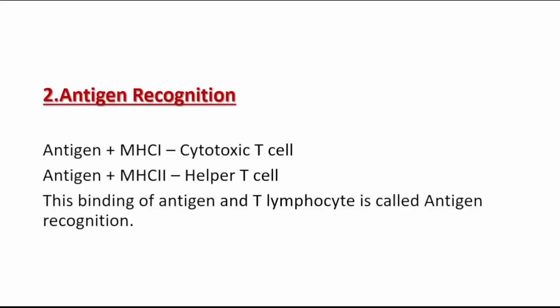So once they are presented to the helper T cells, they will bind to the antigen because they have a corresponding receptor on the surface which is specific to that antigen. So that receptor will bind to the antigen MHC complex. Once they bind to that antigen MHC complex, these helper T cells will become activated helper T cells. So for recognition, they should be attached to the MHC protein. If it is cytotoxic T cell, MHC protein should be MHC protein 1. If it is helper T cell, then MHC protein should be MHC protein 2. So that is antigen recognition.